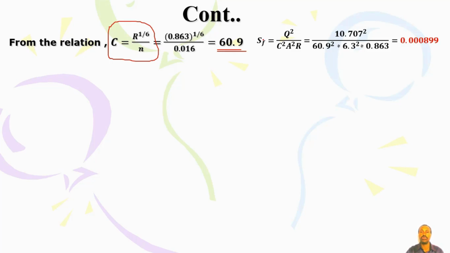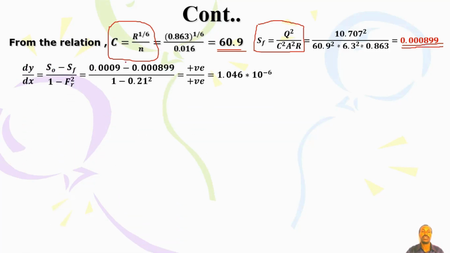Then from the Chezy equation, we know the slope of the energy line will be Q squared over C squared A squared times R. Then you get the slope of the energy line. Clear? So the flow rate we have computed using the Manning equation, and then the slope of the energy line should be computed using Chezy, because we have this relationship: C is equal to R to the power of 1/6 over n.